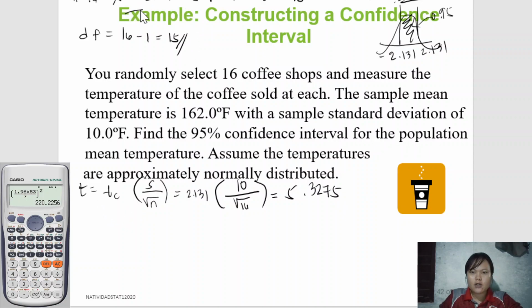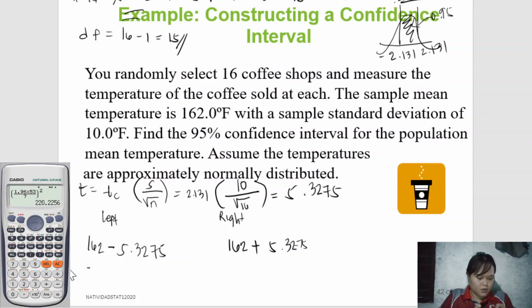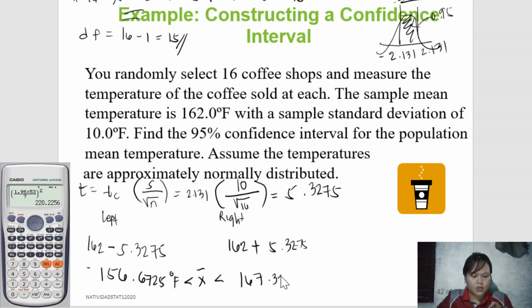So, we have here the mean of 162. For the left, we have 162 minus 5.3275. The right is 162 plus 5.3275. Okay. So, equals 156.6725 degrees Fahrenheit to 167.3275 degrees Fahrenheit. So, therefore, we can say that at 90, ilan siya?